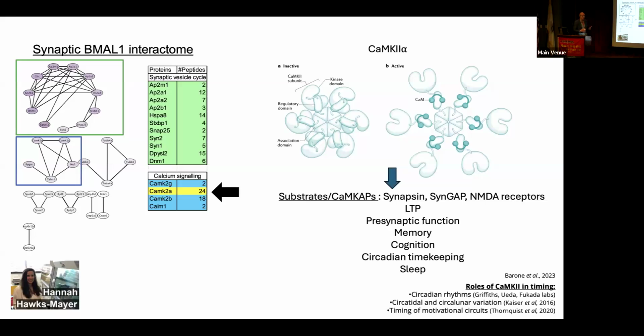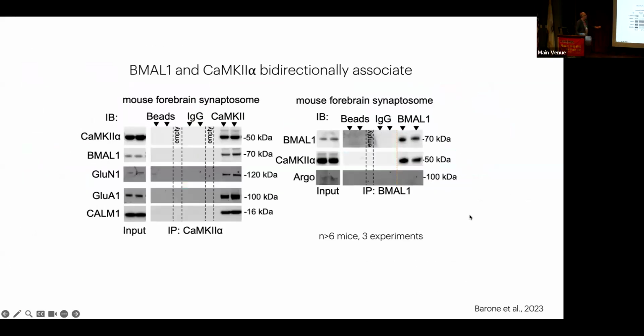CAMK has many substrates in the brain, including very important disease and synapse-associated molecules like synapsin, SYNGAP, and NMDA receptors. It's involved in crucial functions that I've already mentioned. And one of the things I want to mention, which is crucial, is that it's involved in both postsynaptic and presynaptic function.